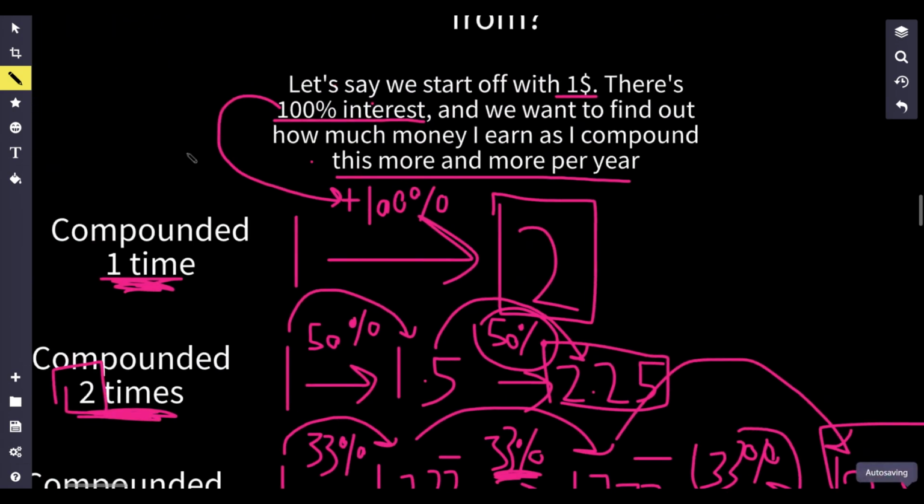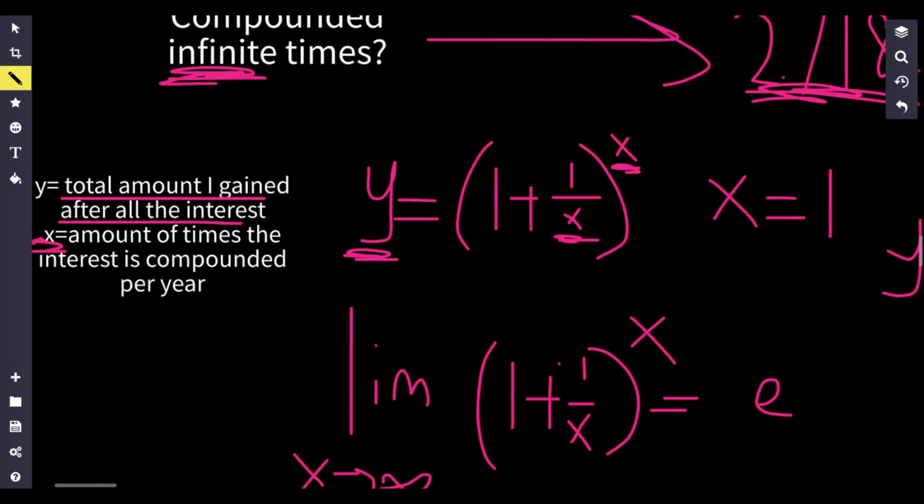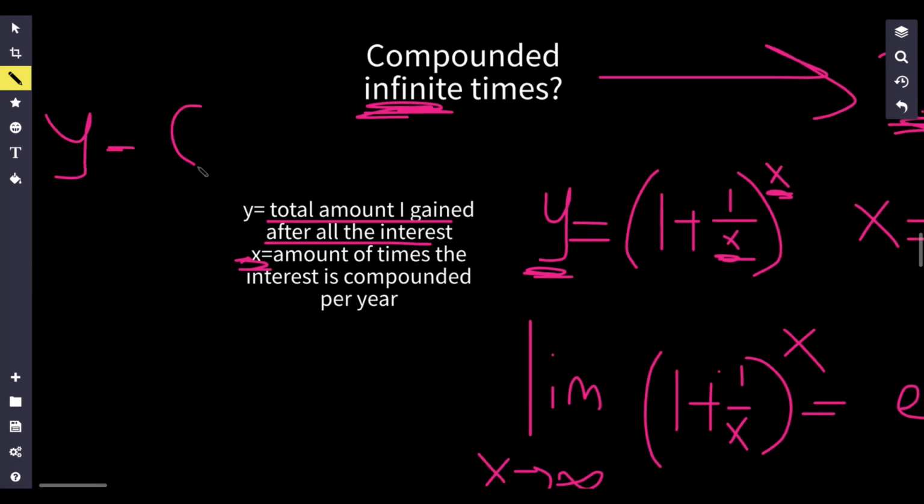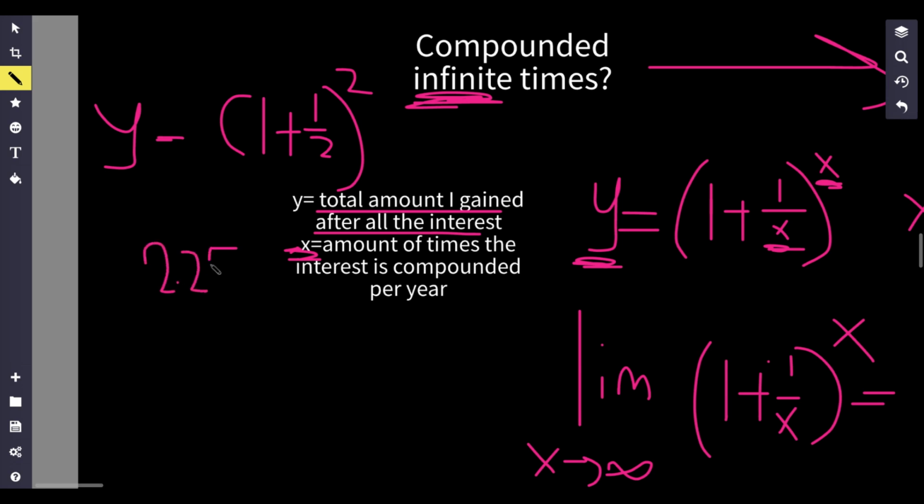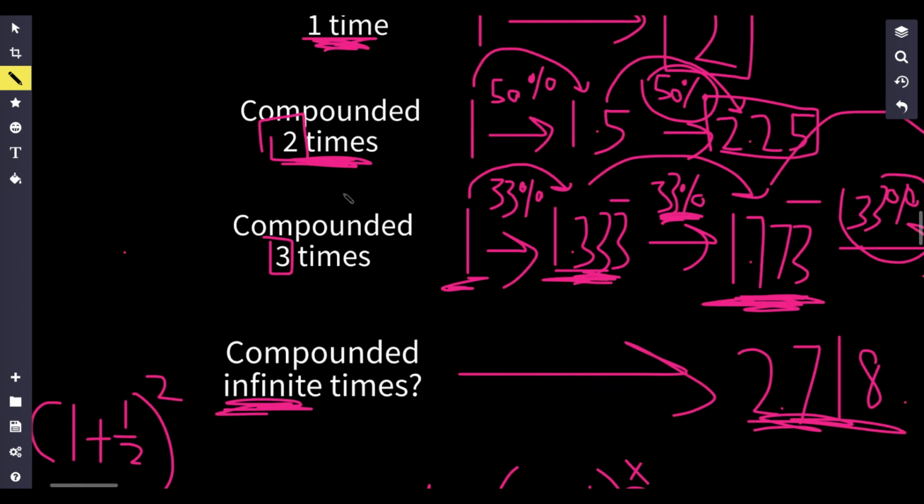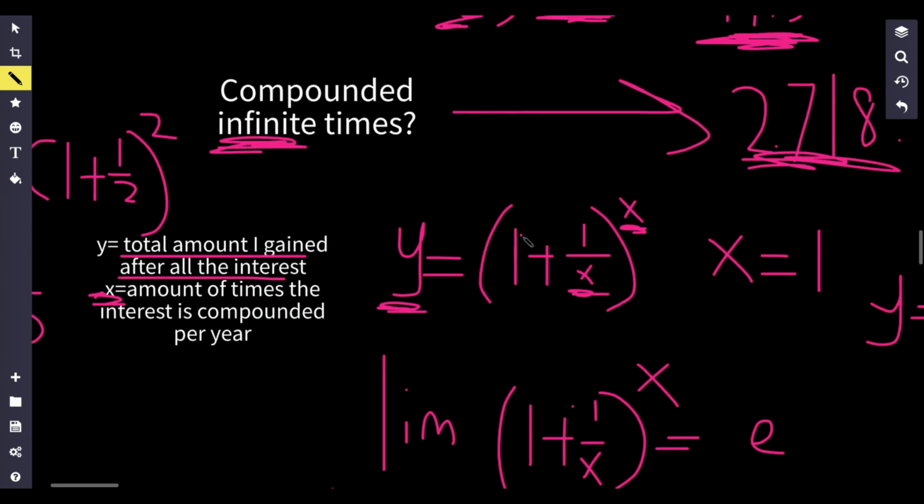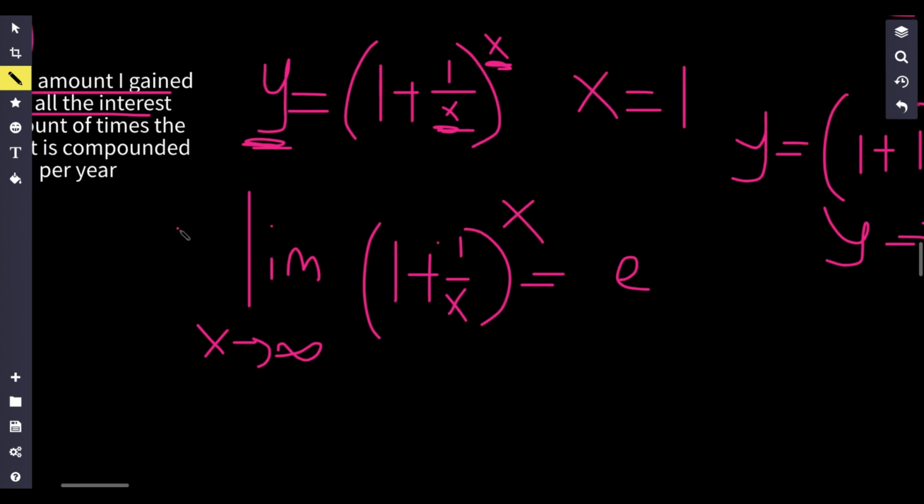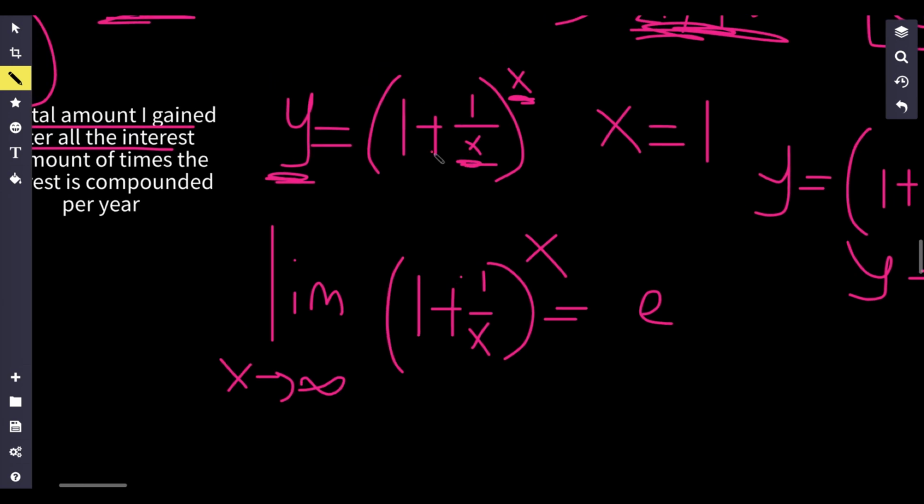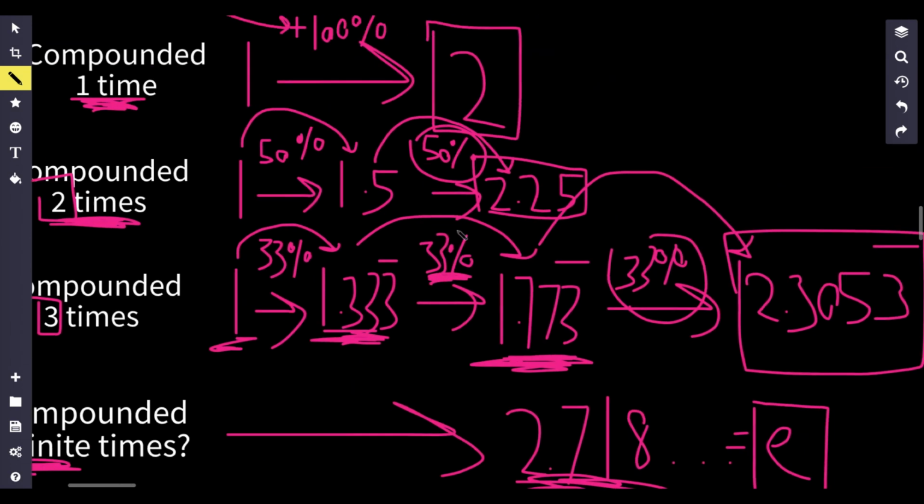Notice how when I compound this one time, I get 2. If I compound this 2 times, I get y is equal to 1 plus 1/2, and notice it's to the second power, because we're compounding this 2 times. I'm going to get 2.25 if you put this in your calculator, and that matches up with what we have. So this equation is basically what I just wrote up here. A fancy way to say it is, as the limit of x approaches infinity for this function, as we make the number of compounds, in this case the x value, approach infinity, it's going to approach this value, which is E. That's just a fancy way of saying what we originally said here.